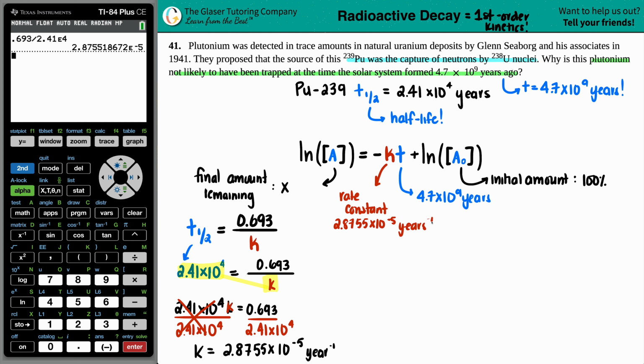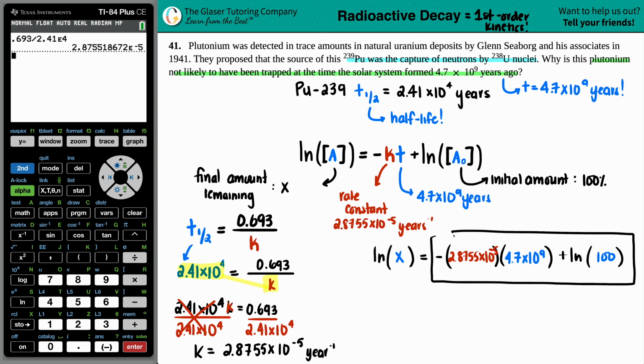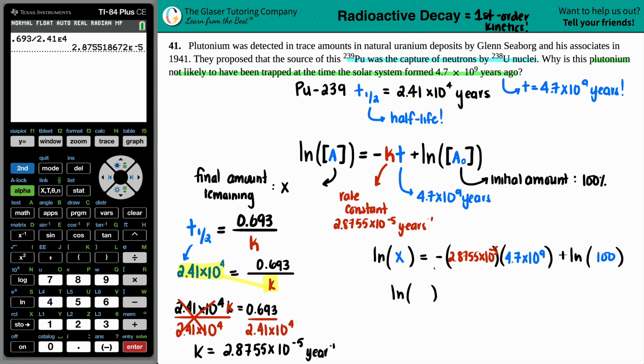And now, let's use this formula to solve for how much should be left after the random solar system amount of time, 4.7 times 10 to the ninth. So let's go. ln, I'm just going to lay out the framework here. We got negative kt plus ln. Okay, so we got ln of x, and the blue is 4.7 times 10 to the ninth. We got 100 for this guy, and then we got 2.8755 times 10 to the negative fifth. Okay, so actually what we can do is plug this all into the calc at once, but if you want to do this section first, get that number, this section, and then add the two together, go for it. I'm just going to plug it all into the calc at once.